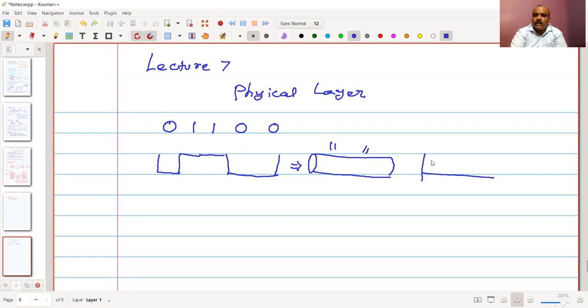Will I get the same waveform that is being sent, or will I get something like this, a distorted kind of waveform? Or will I get something which is not really a square wave? Why does it happen?